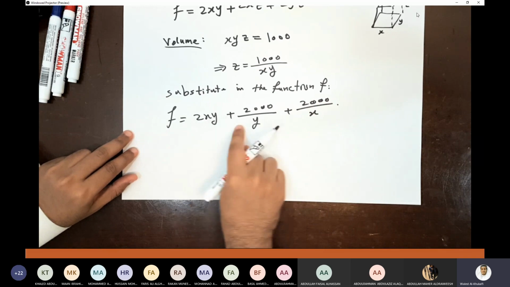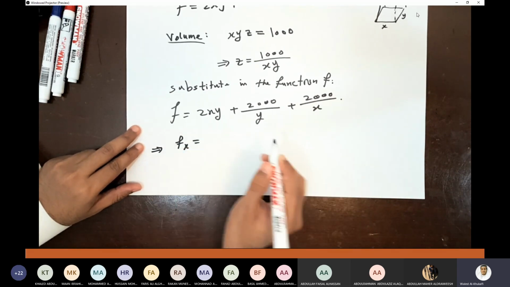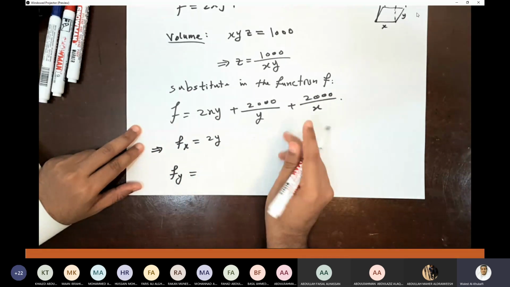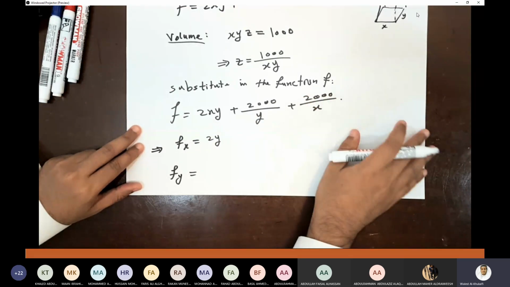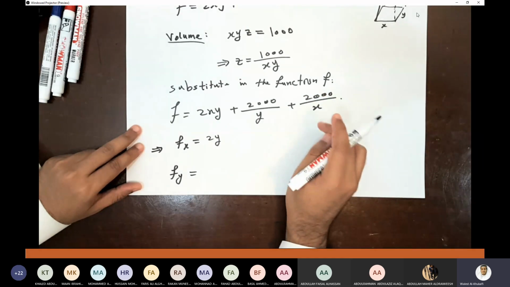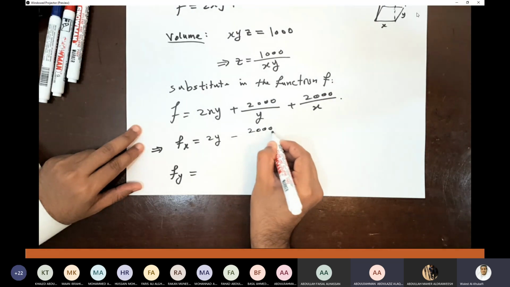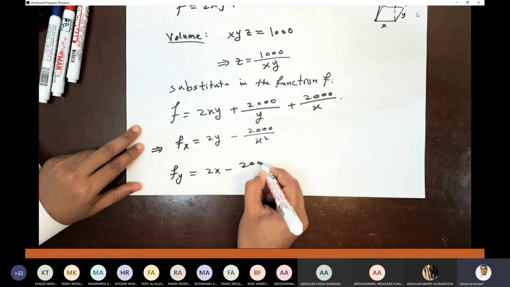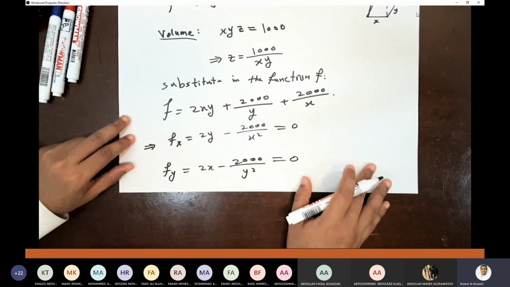Now this is a function of 2 variables, so I can find the critical points right away. Fx equal and Fy. What is Fx, Shabab? Derivative with respect to x, so you have 2y. Derivative of the next term with respect to x will be 0. What is the derivative of this with respect to x? Yes, Abdurrahman? Minus 2000 over x square, very good. Here, derivative with respect to y, so you have 2x minus 2000 over y square. I need these to be equal to 0.